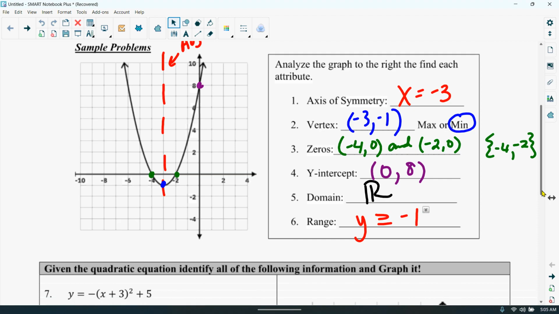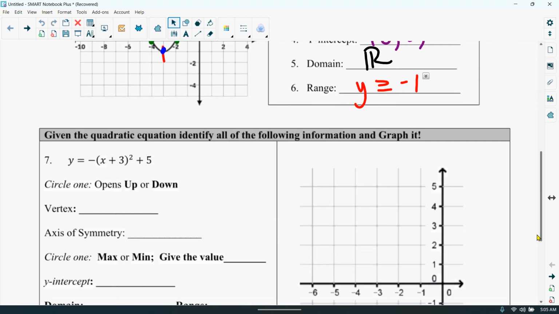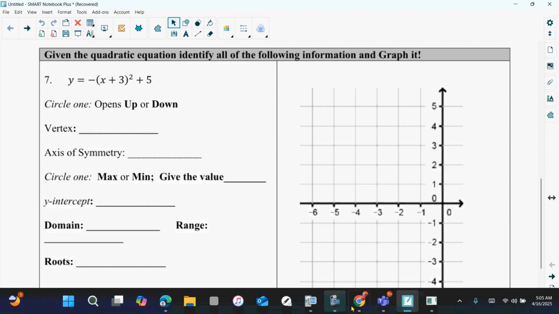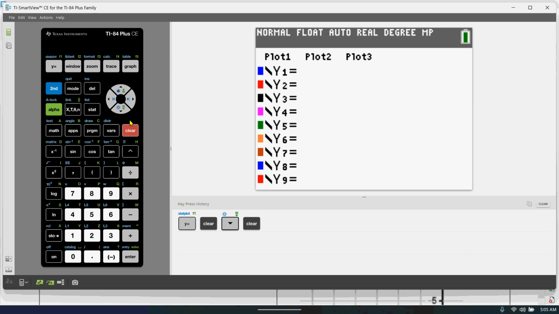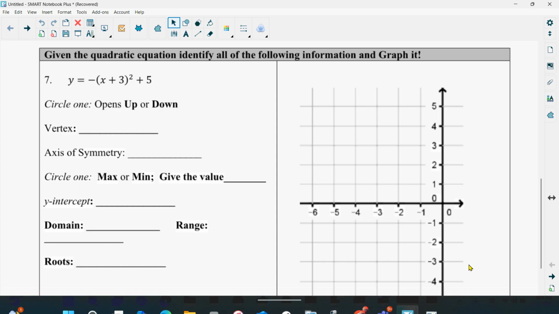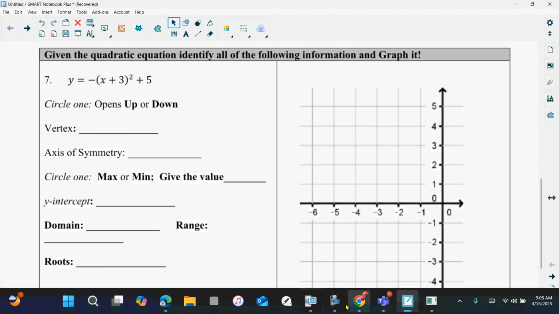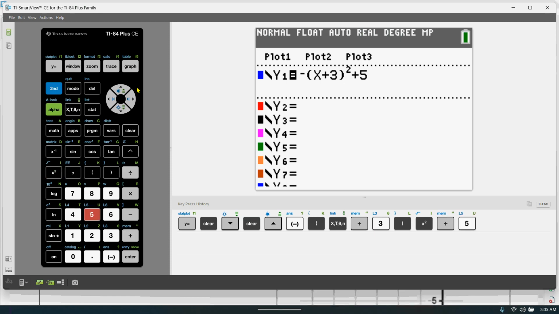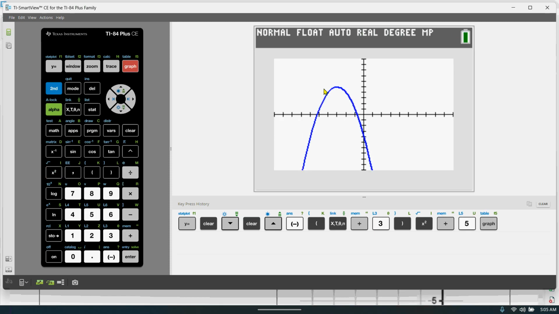Okay. So then we're going to do the same thing, ask for the same information, just giving you the equation. So you could use your graphing calculator to do that. You need to go to y equals, put a negative, parentheses, x +3, close the parentheses and square it, and then we're going to have +5. And we want to graph to see what the parabola is doing.